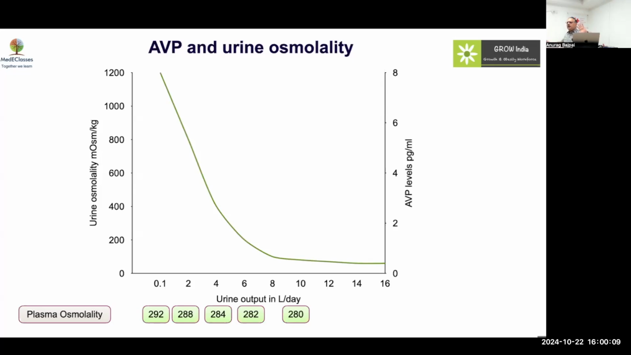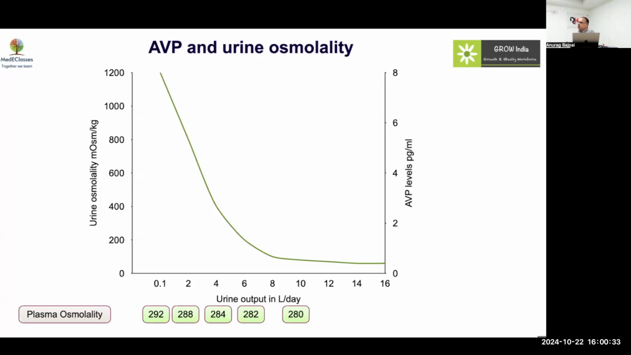If you talk about 20 times, here we took the extreme of 16 liters and 0.1. That's an extreme. But the concentration I talked about is 4 times: plasma is 300, you go up to 1200. Going beyond 1200 is not possible. What allows this 1200? What allows this 4 times constant? 4 times is a big number.